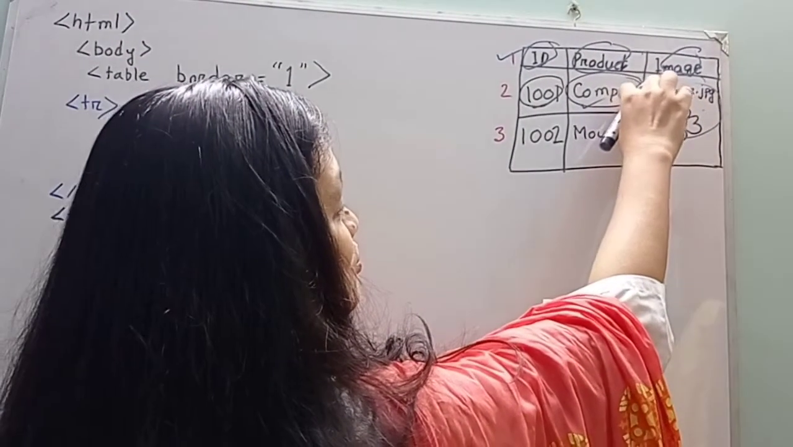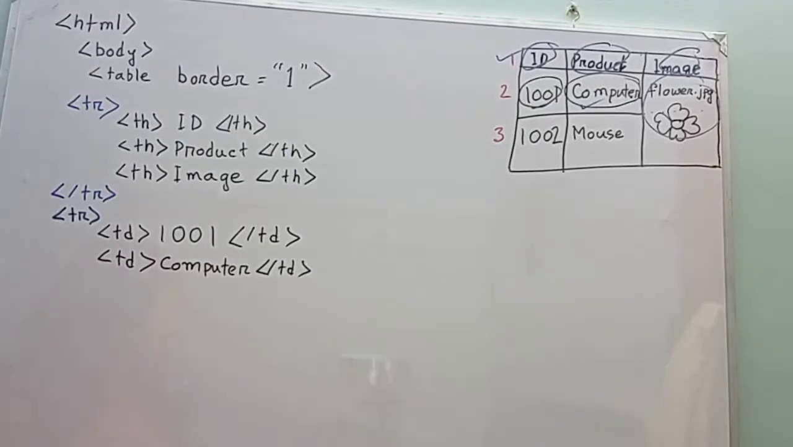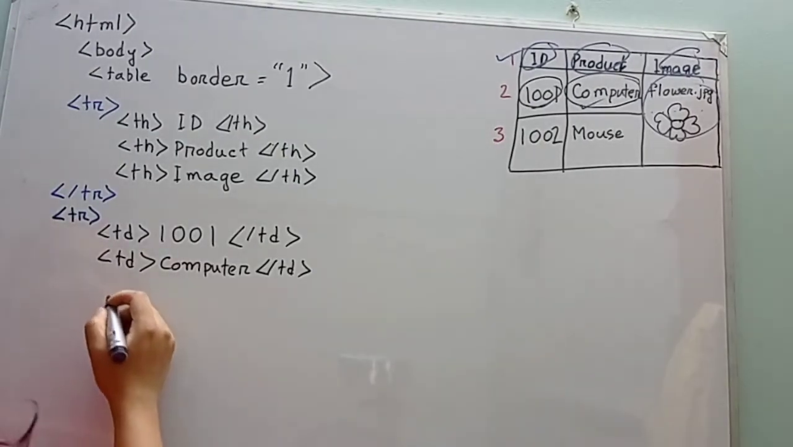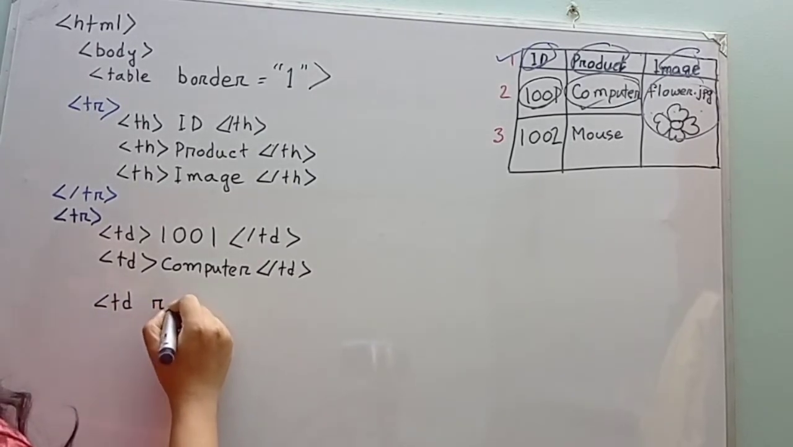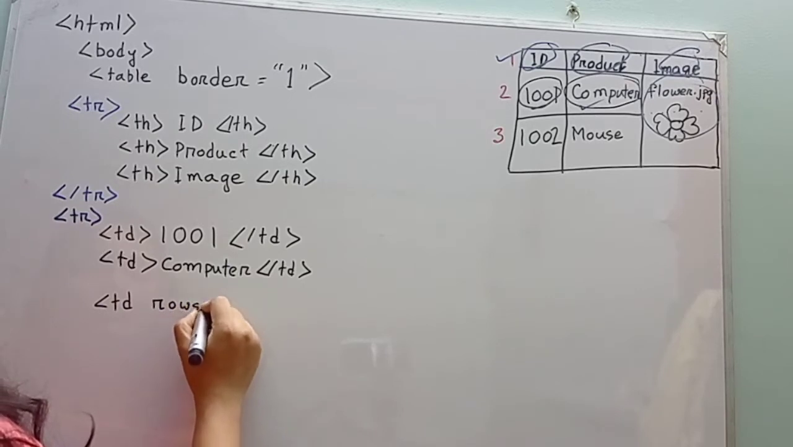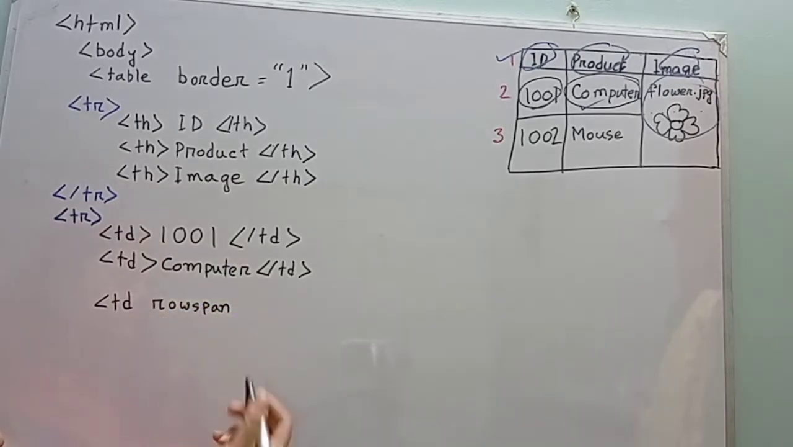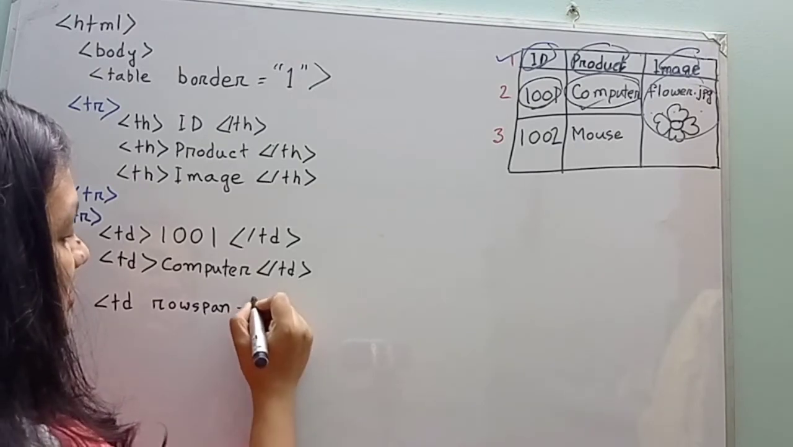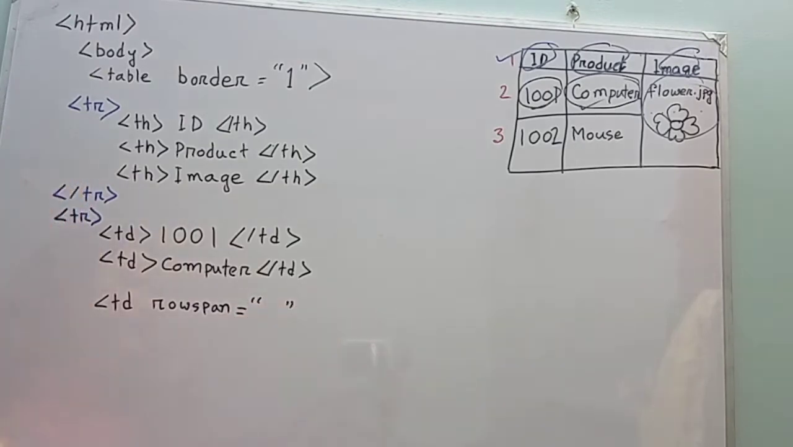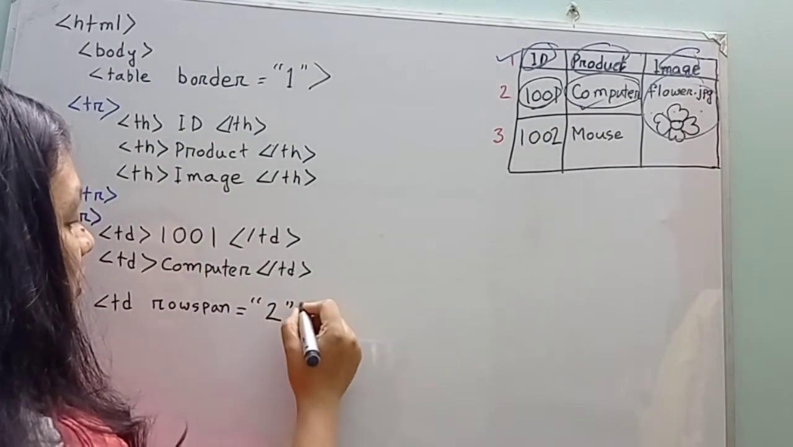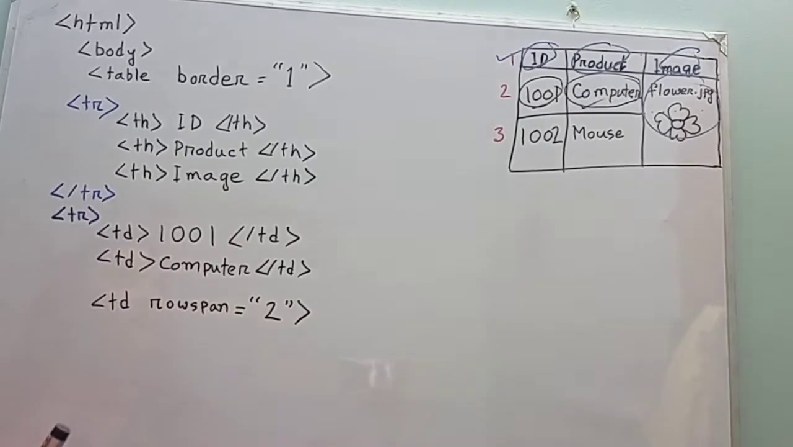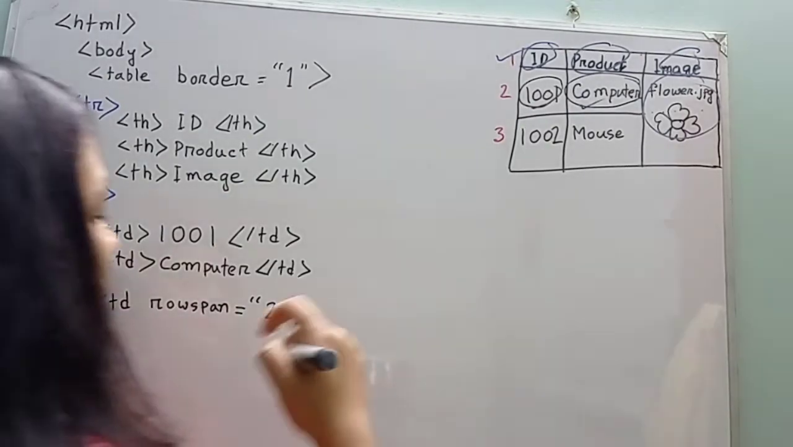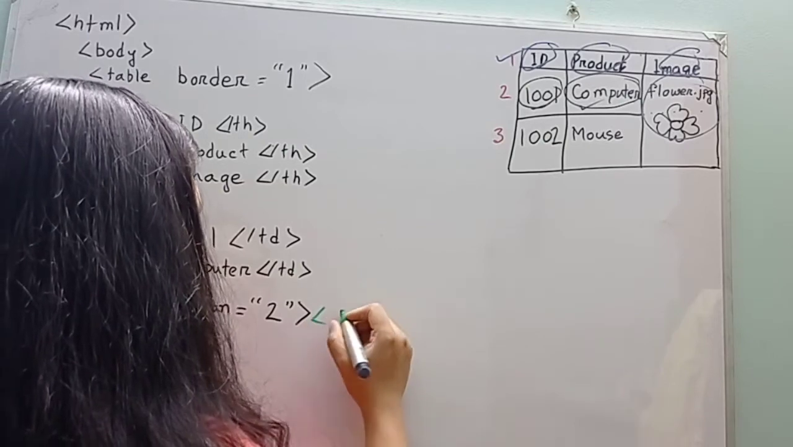Now next come to the third one. As it has merged 2 rows, what will be there? Yes, row span. So first I have to write td, then rowspan. As it is an attribute, I have to put an attribute value with an equals sign and double quotation marks. So how many rows has it merged? 2 rows. That's why I have to put the attribute value 2. Now I have to write the image tag, as there is an image. As you know, the img tag is an empty tag.